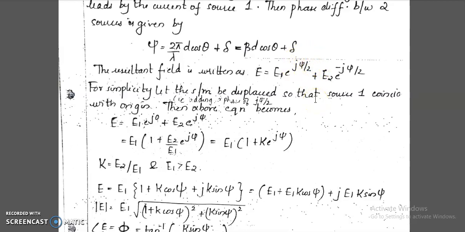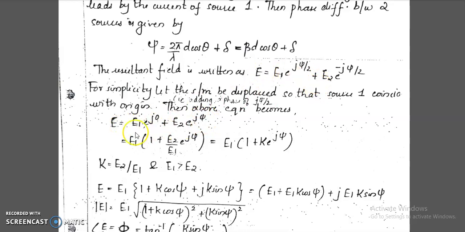But here, for simplicity, we move the first source to the origin. Source 1 coincides with the origin. So here the reference point is the origin, and at that point source 1 is placed. So we can say that with respect to the origin, or source 1, the phase difference is 0. The second source is at a phase difference of psi from the origin, where the first source is placed. So here the phase difference is psi.